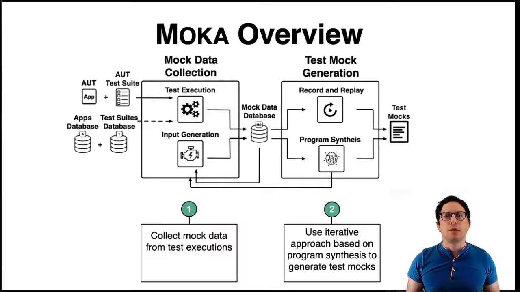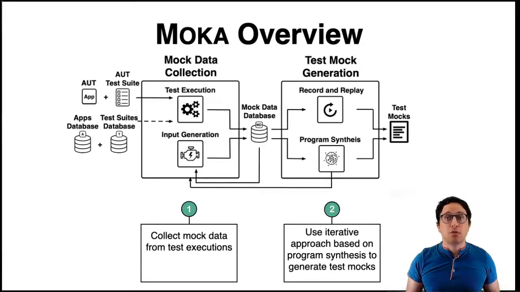The key intuition behind Moka is to leverage the fact that the framework, or the environment code, is already implemented, and use this information in the creation of the mocks. At a high level, the framework takes as inputs the app under test and its test suite, and operates in two phases. First, Moka collects mock data from the test executions. Then, in its second phase, Moka generates test mocks from the data using program synthesis, and refines the mocks by repeating the synthesis task while incrementally considering new mock data.